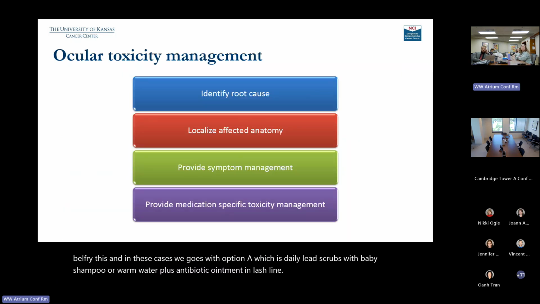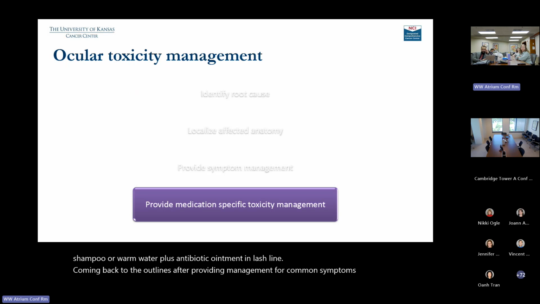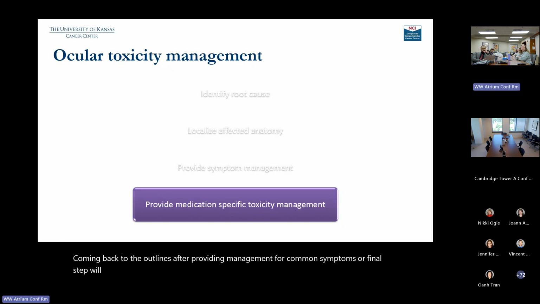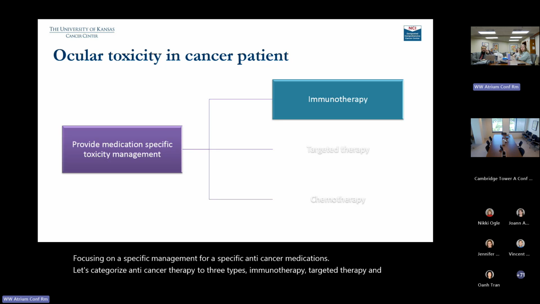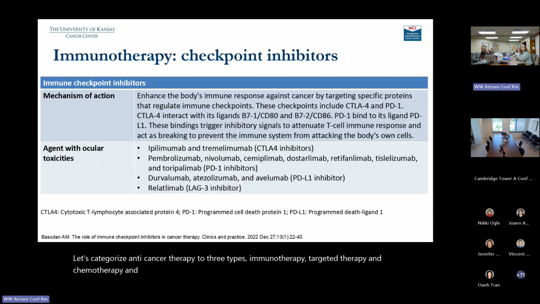Coming back to the outline, after providing management for common symptoms, our final step will be focusing on specific management for specific anti-cancer medications. Let's categorize anti-cancer therapy into 3 types: immunotherapy, targeted therapy, and chemotherapy. And start with immunotherapy first.